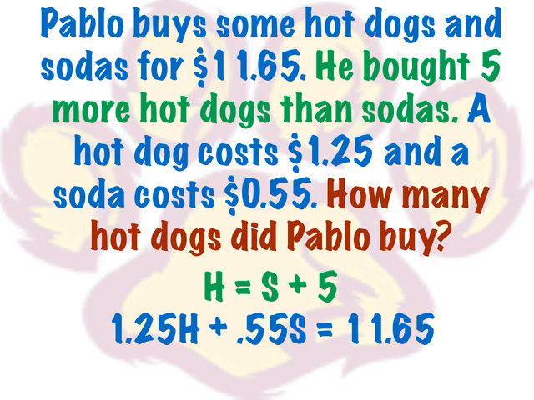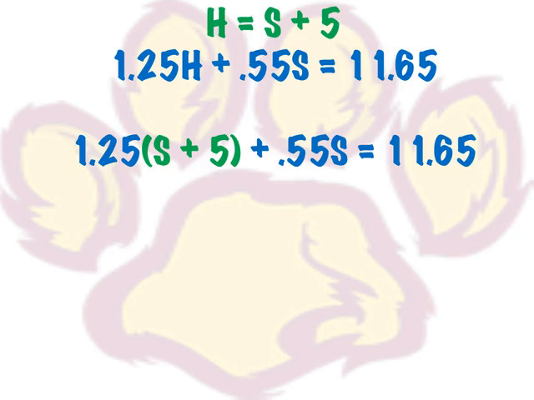So now we have our 2 equations, and we need to work to solve it. If we're looking at our first equation, it was H equals. That means we're going to substitute for the H into that second equation. So the H is going to come out of the second equation, and S plus 5 is going in its place. We have those parentheses because we're going to have to distribute the coefficient for the H. So our new equation is $1.25 times the quantity S plus 5, plus 55 cents S, equals $11.65. And now we're ready to solve.